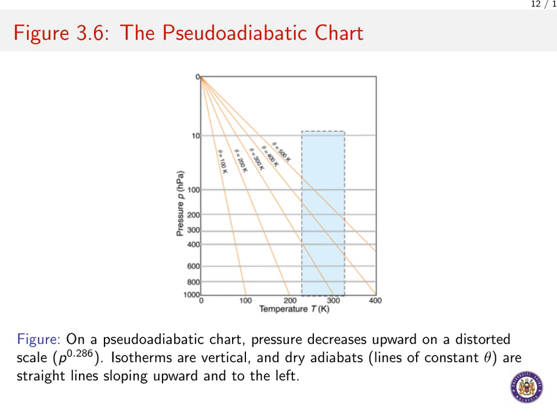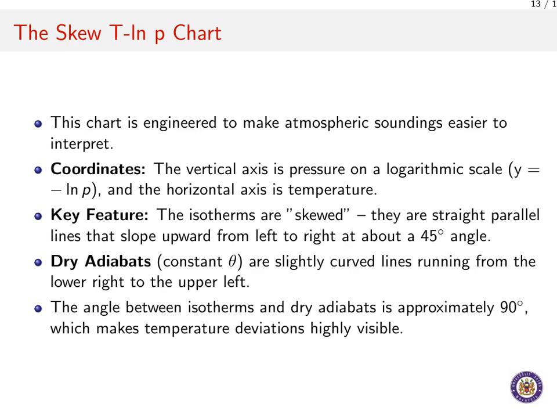This is the key reason why the Skew T log P chart, which we will see next, was developed to overcome this issue. Now let us look at the Skew T log P chart, which is a fantastic tool engineered specifically to make atmospheric soundings easier for us to interpret. The coordinate system is quite clever.